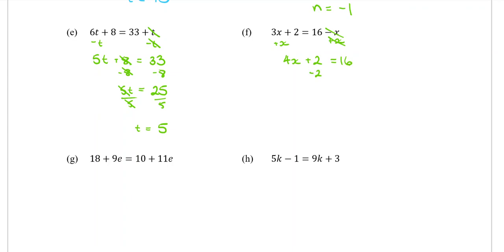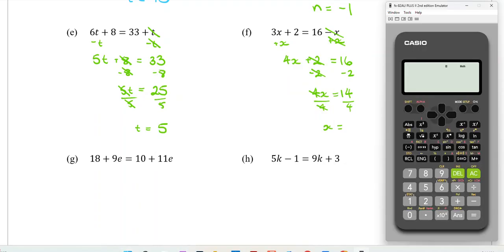We minus 2, which leaves 4x equals 14, and then divide the 4, which leaves x equals 14 over 4, which doesn't go exactly, so you can use your calculator. If you go 14 over 4, it would simplify to 7 over 2, or, if you turn it to a mixed numeral, 3.5.